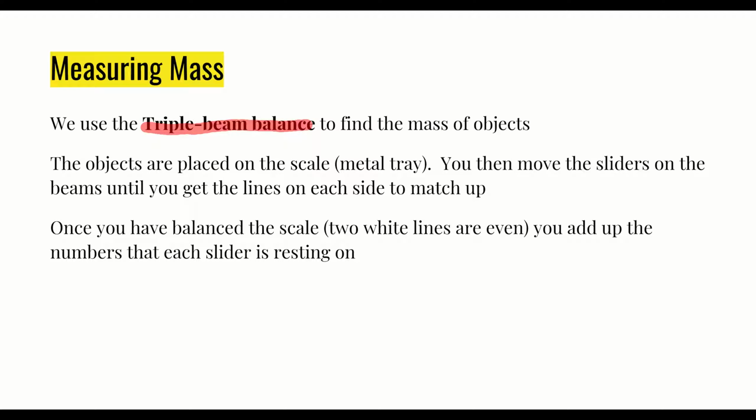The objects are placed on the scale, which is a metal tray. You then move the sliders, which I'll have a picture in just a second to show you, on the beams until you get the lines on each side to match up. Once you have balanced the scale, so there's 2 white lines that are even with each other, you add up the numbers that each slider is resting on. All right, so let's look at what this might be like.